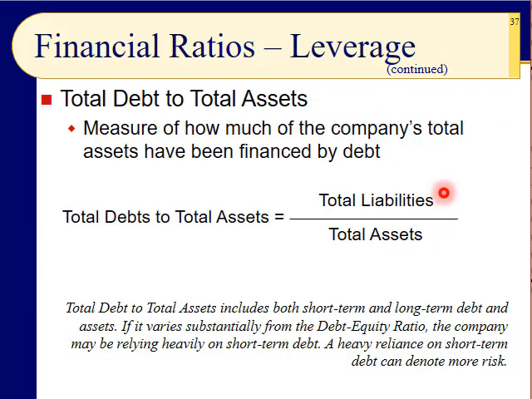And this should look familiar for you Business 121 fans, because this is what we do on the individual basis. We take the total debt, total liabilities, and we divide it by the total assets. Total debt to total assets includes both short-term and long-term debt and assets. If it varies substantially from the debt to equity ratio, the company may be relying heavily on short-term debt. Do you think it's a good idea to rely on short-term debt for your company?